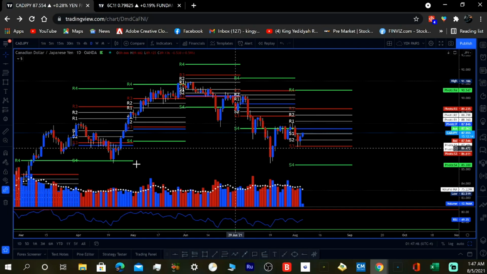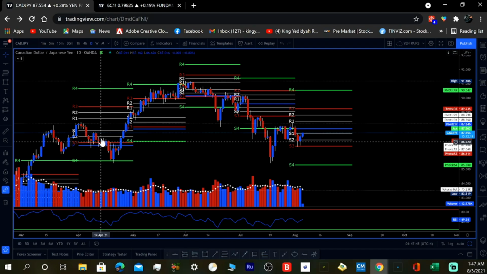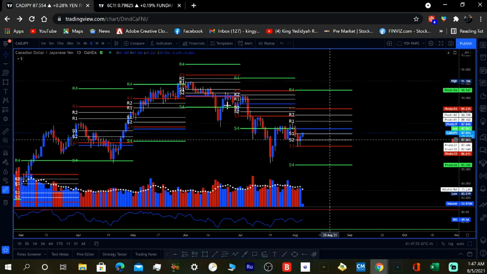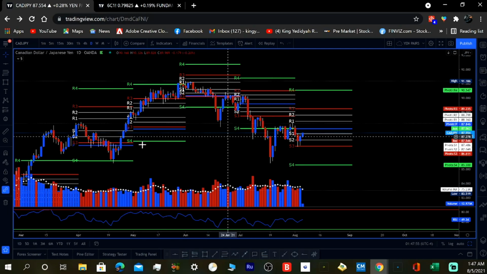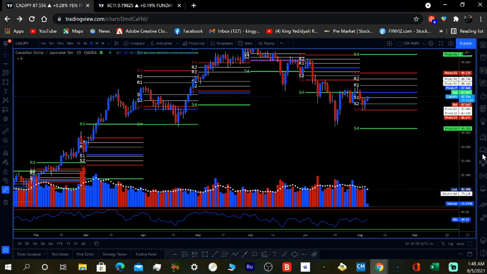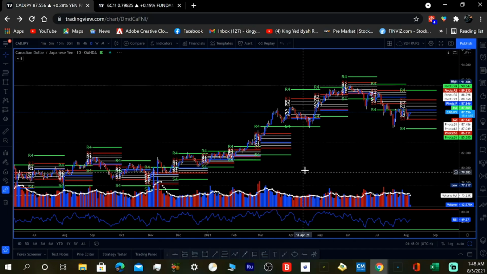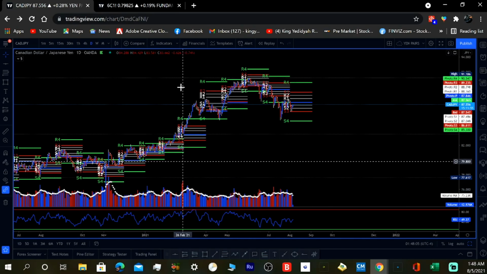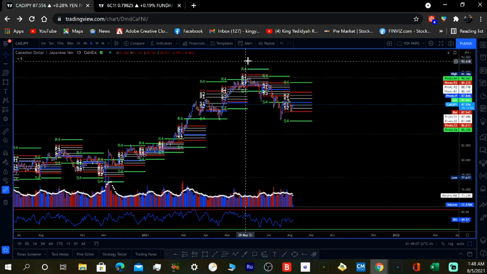So right now we're on the daily chart of CADJPY, and as you can see, we're pulling back here from this uptrend. Let's make that a little smaller. Alright, so you can see we're in a clear uptrend. We have the breakout and the retest.